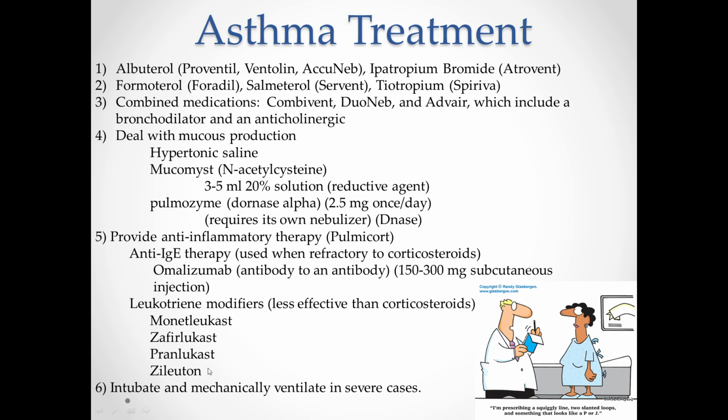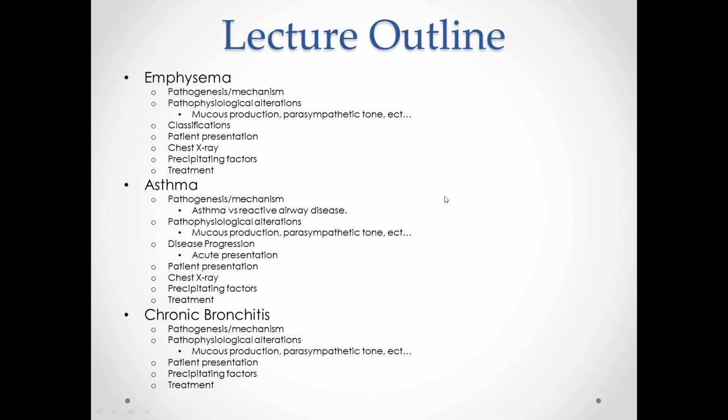And if everything else fails, then intubation and mechanical ventilation while we're dealing with the bronchoconstriction. But again, I would only reserve that for people that are absolutely failing and absolutely require mechanical ventilation. So now I just covered emphysema and asthma, and now I'm going to cover chronic bronchitis, and we'll finish up the lecture.